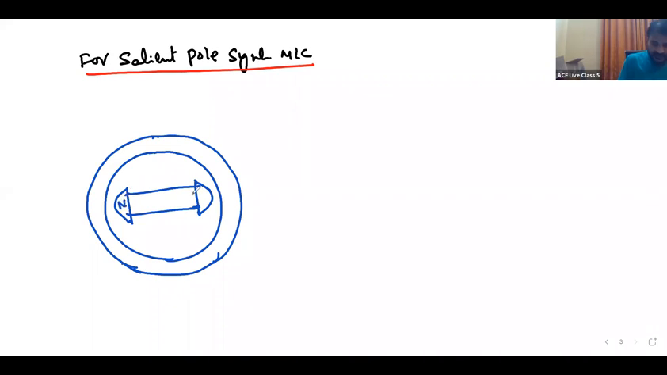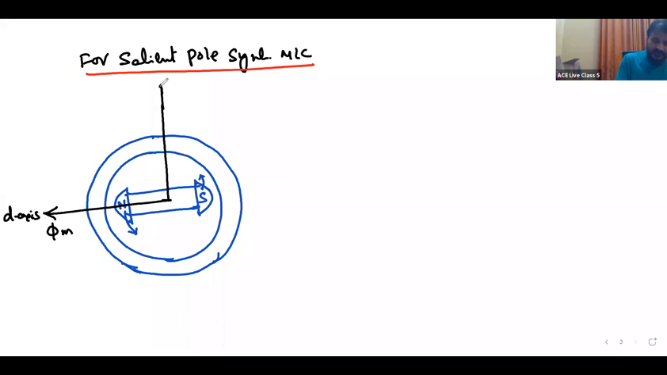Say this is the north pole and south pole. The rotor is rotating in the counterclockwise direction. This is the main field flux, and it is along the direct axis. The induced EMF is along the quadrature axis. This is E, which is fixed already. I have shown that the induced EMF is along the quadrature axis.